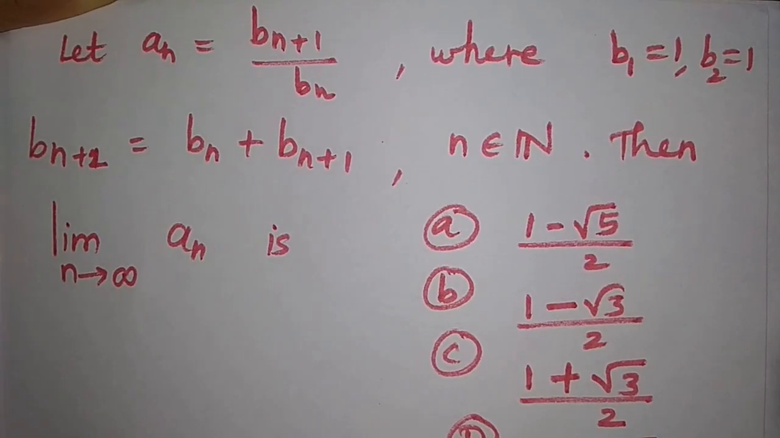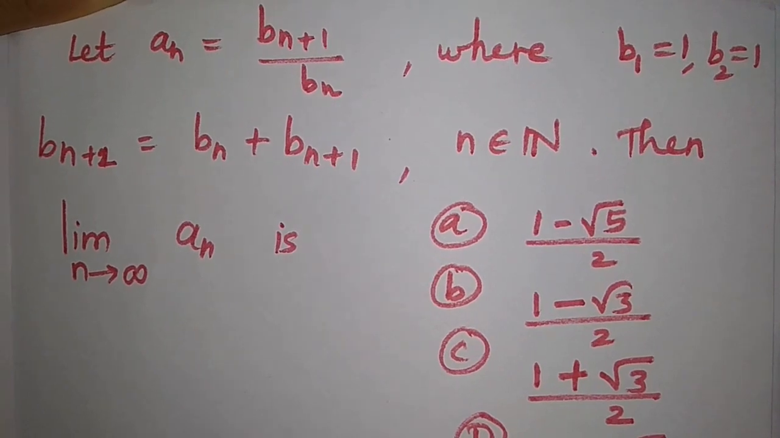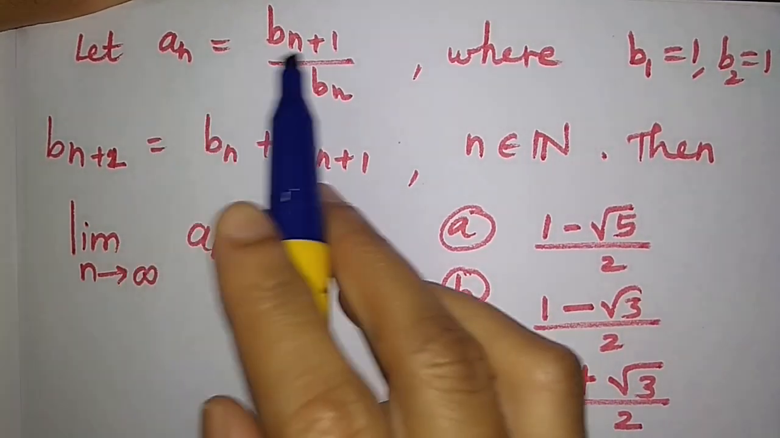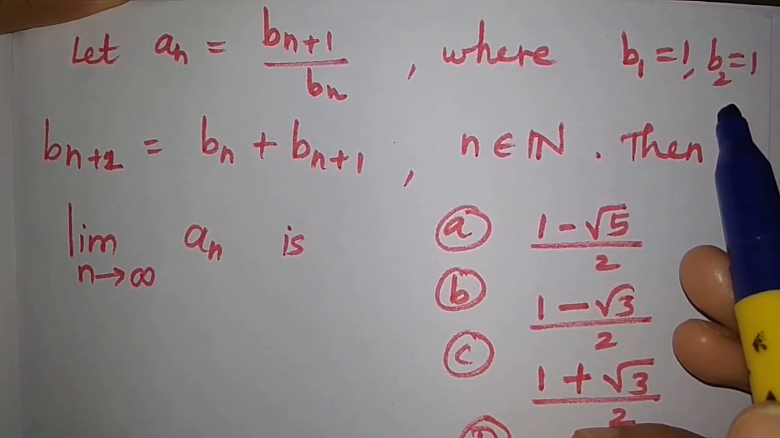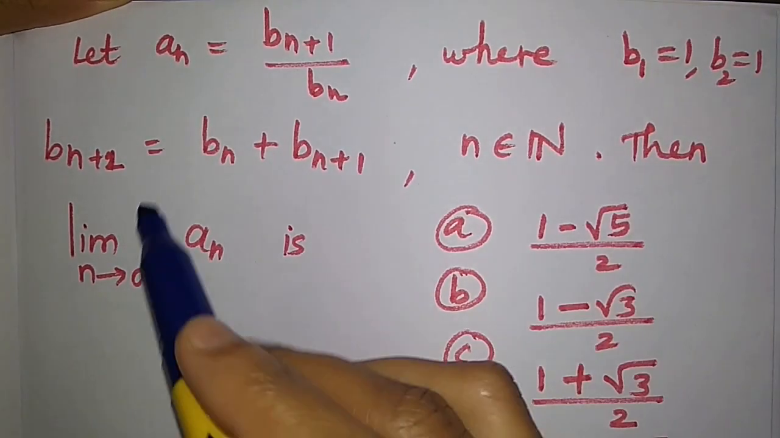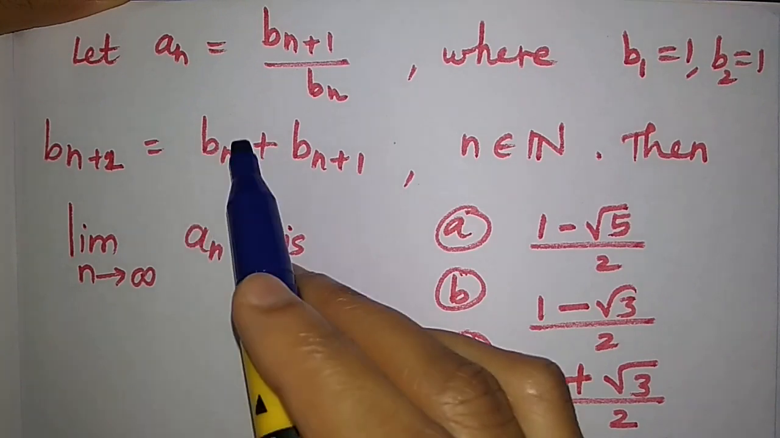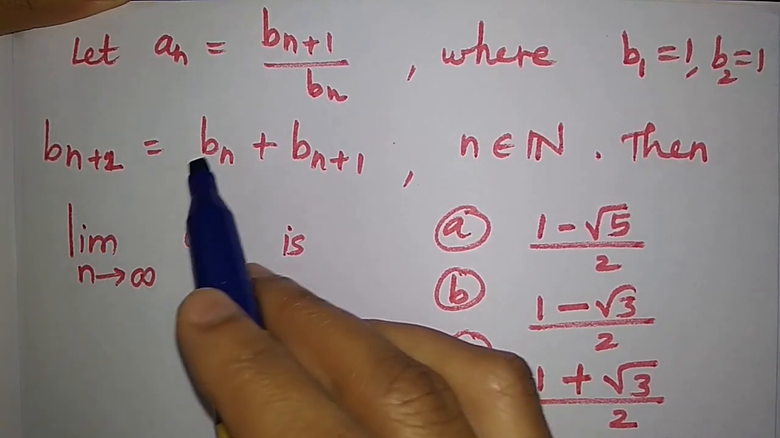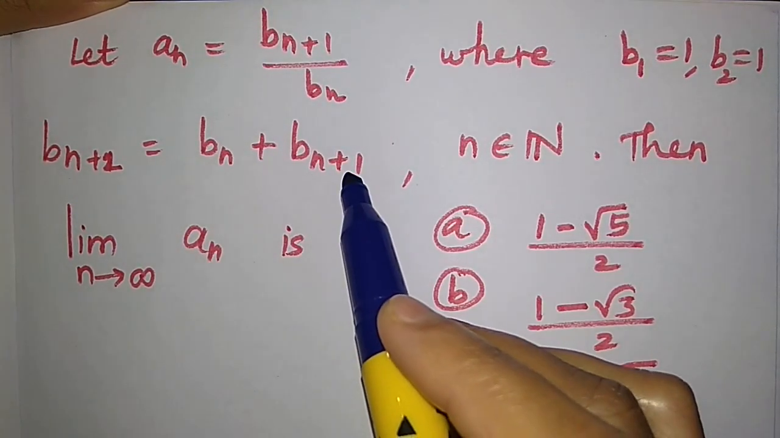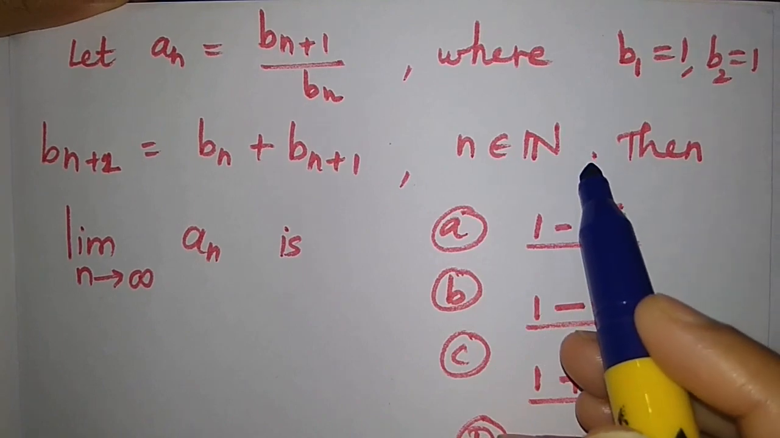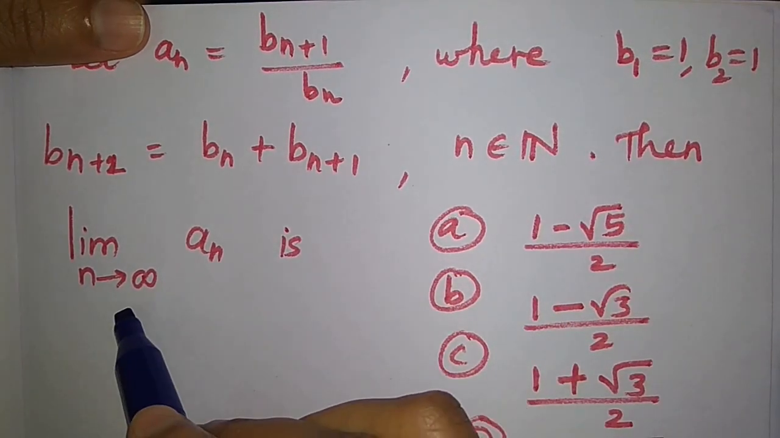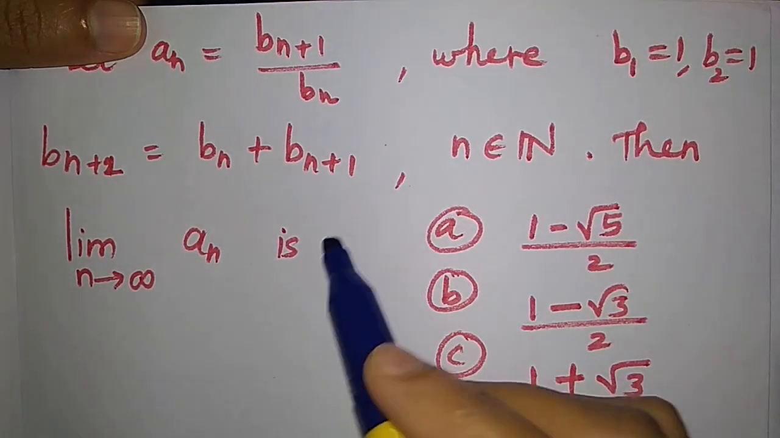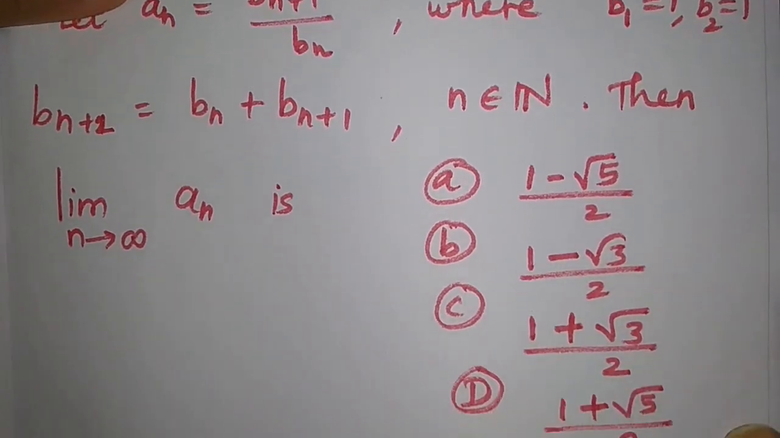Let us solve another question. We are given an is equal to bn plus 1 upon bn, where b1 is equal to 1, b2 is equal to 1, and bn plus 2 is defined by bn plus 2 is equal to bn plus bn plus 1, for n belonging to the natural numbers. Then the limit as n tends to infinity of an is, and we have been given four options.